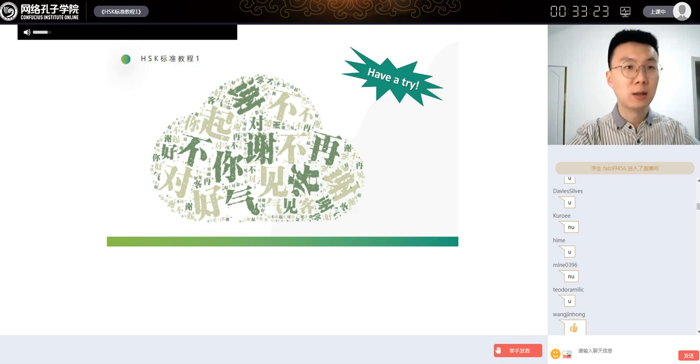Now there is a word cloud. Can you find the new words or phrases we learned from the word cloud? I will give you 2 minutes. We can see who finds the most words. Let's have a try. You can type in pinyin or 汉字 the words or phrases. Not only one 汉字, the words or phrases.